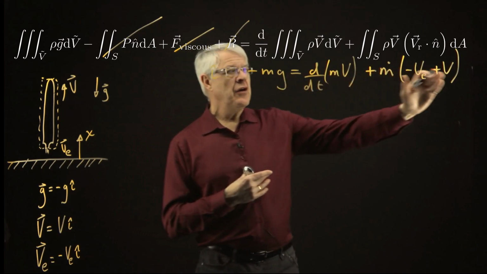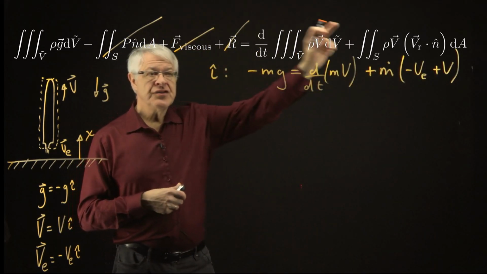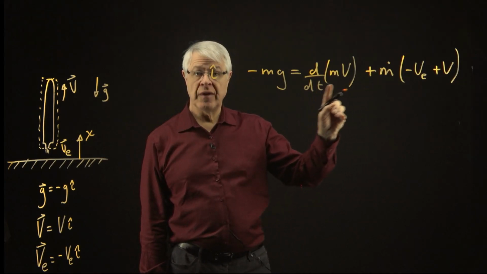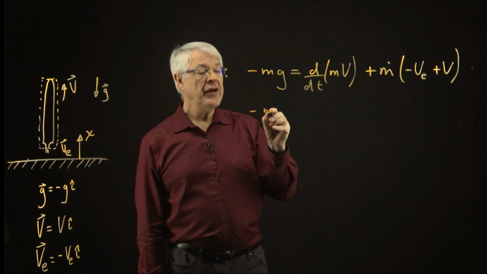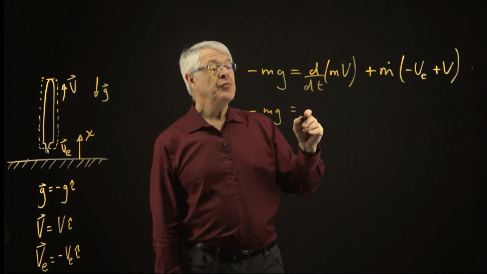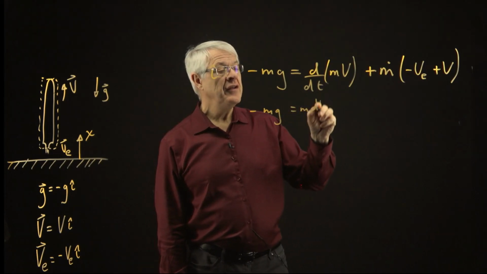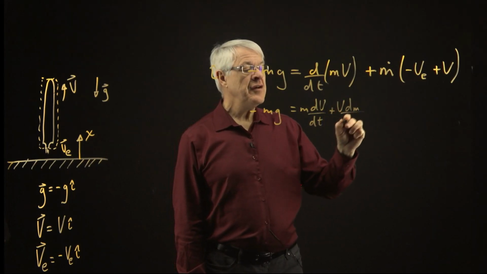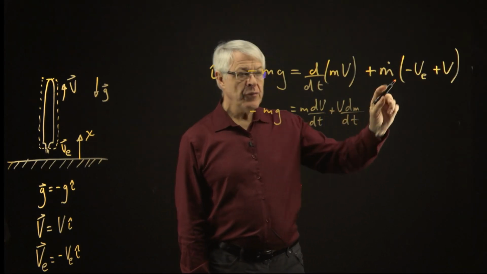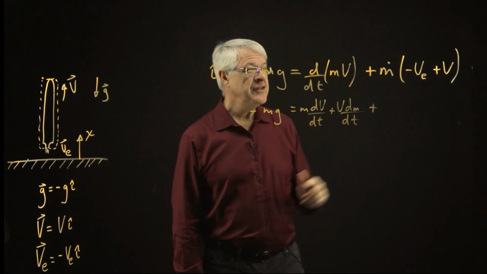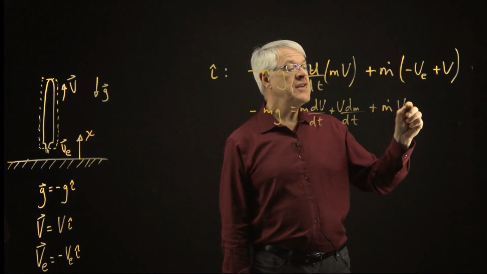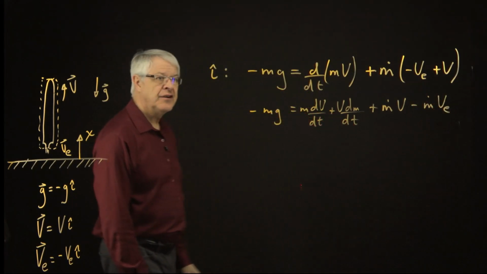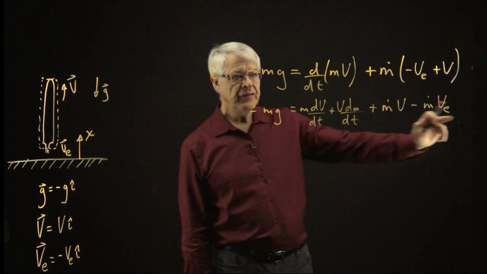So that's our simplified version of conservation of linear momentum. Now what I'm going to do next is just break this one term up using the product rule. So we still have minus mg on the left-hand side, but here we have m dv/dt plus v dm/dt. And then I'm also going to distribute this mass flow rate into these two terms. So here I'll have m dot v minus m dot v of the exit gases, right? So that's conservation of linear momentum.